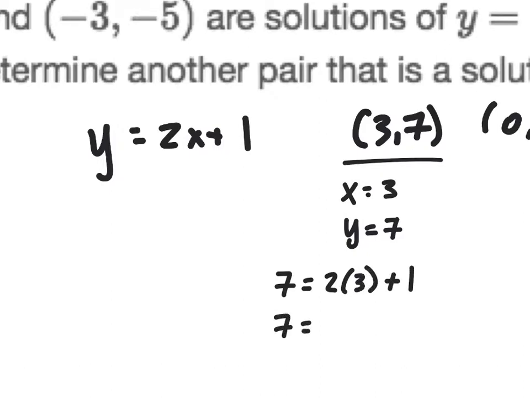So 7 is equal to 2 times 3, which is 6, and then plus 1. 6 plus 1 is going to give me 7. So 7 equals 7. That means that this is good. We are a solution, okay?